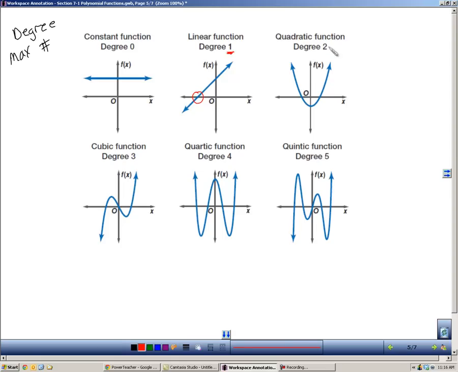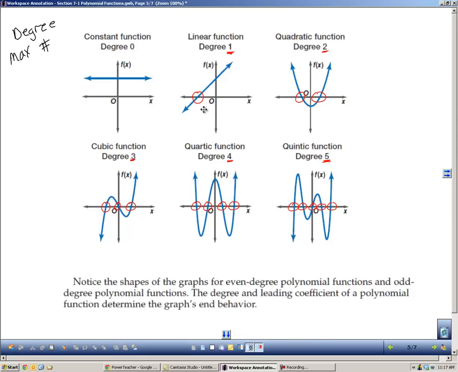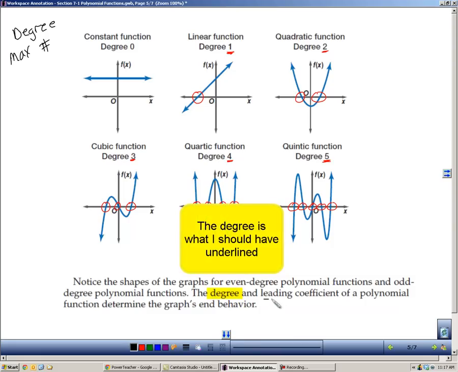Over here is a quadratic function. Well, quadratic functions have degrees of 2, and how many times do they intersect the x-axis? They intersect twice. You're seeing the pattern here. A degree of 3, a cubic function, intersects the x-axis in 3 places. Degree of 4, 1, 2, 3, 4, and finally a degree of 5. So that shows us there's a relationship between the degree of a function and how many times it crosses the x-axis.